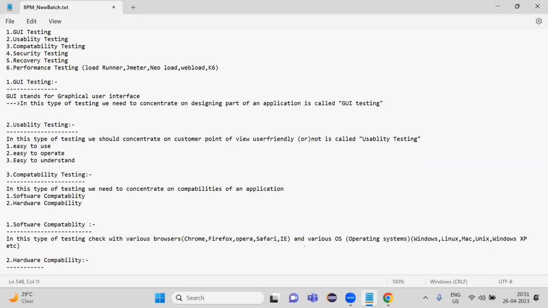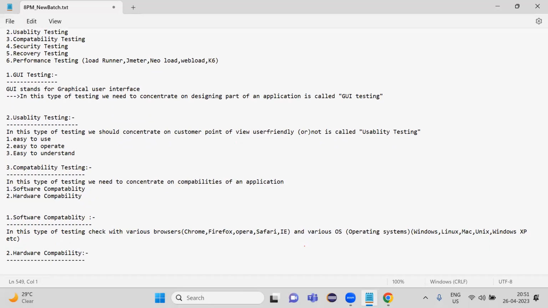Most of our customers will work on one or two browsers only. Nowadays, they are not using Safari or Opera. Which one is most popularly used? Chrome. So 80% we have to concentrate on Chrome. Clear? If any issue is observed on another browser, that is called a compatibility issue. What kind of issue do we call a compatibility issue?